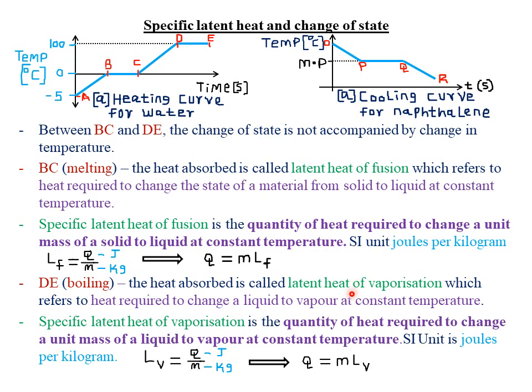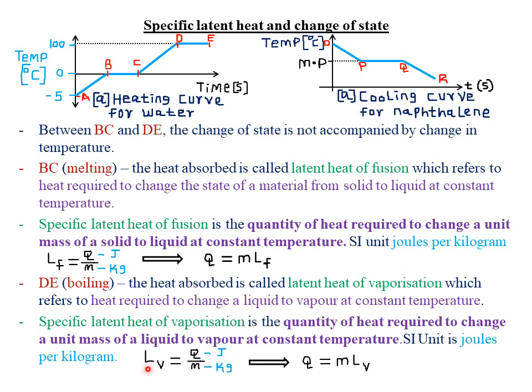Then if we specify the mass of the liquid that is being changed into the gaseous state, we talk of specific latent heat of vaporization. Therefore, specific latent heat of vaporization is defined as the quantity of heat required to change a unit mass of a liquid to vapor at a constant temperature. From the definition, we can also see that specific latent heat of vaporization, denoted by LV, will be equal to the quantity of heat absorbed to change the liquid into gaseous state, divided by the mass of the liquid that was changed to steam.